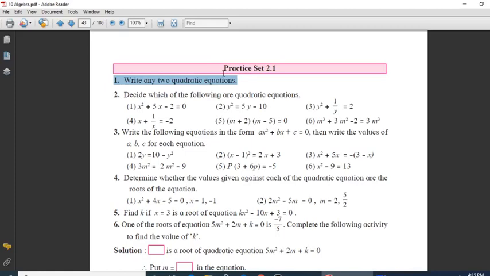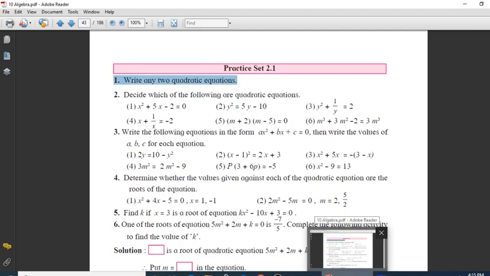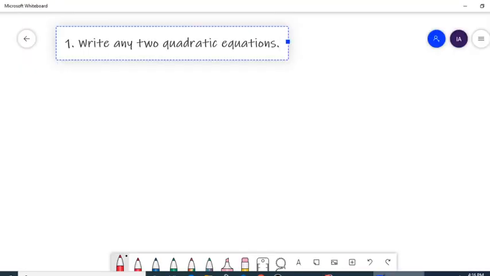Okay, this is practice set number 2.1 of our Maharashtra State textbook, where the first question is: write any two quadratic equations. So as we discussed what is the quadratic equation and what is the general form of quadratic equation, this is actually an open-ended question. Everybody can write any two quadratic equations as per their choices. There is no condition.